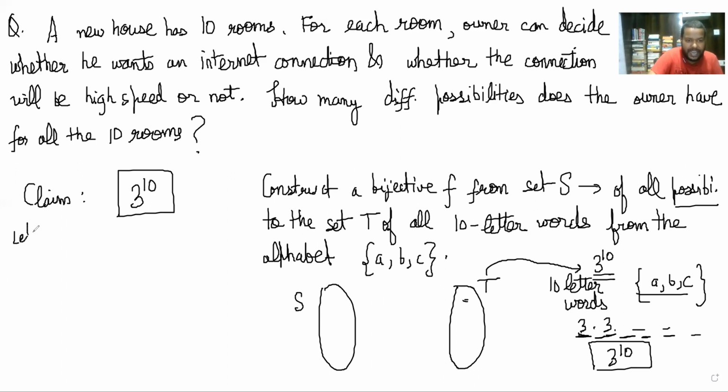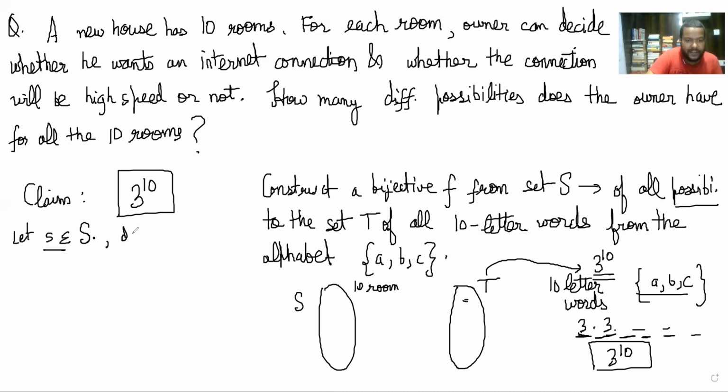So let s belong to capital S. So s is one of the possibilities for the 10-room house, right? One of the possibilities means there are 10 rooms, so you have to tell me whether each room has internet or not, and whether the internet is high speed or not. So maybe room 1 has internet, room 2 has high speed, room 3 has low speed internet, room 4 has no internet. So one possible enumeration of all the possibilities for the 10 rooms is an element of that set. That is one possibility, that is s.